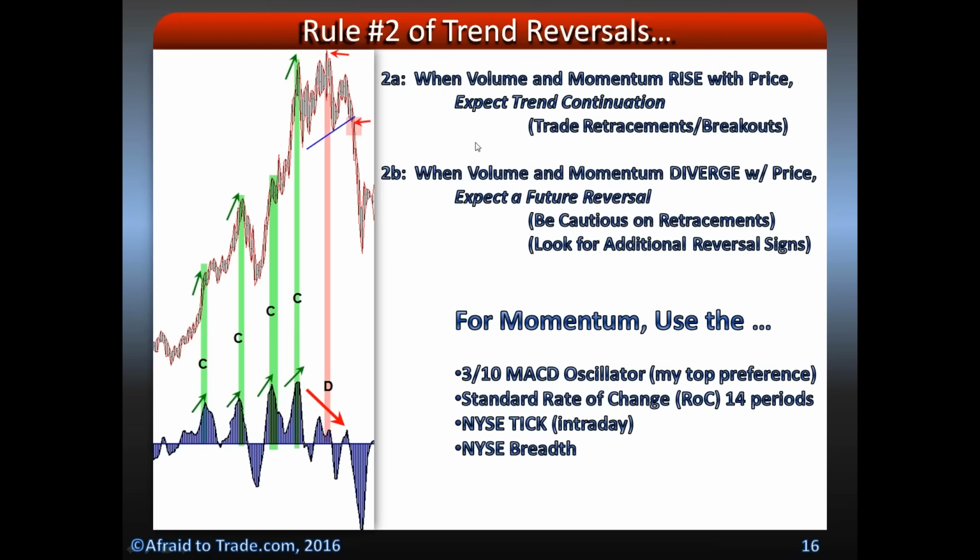So this is kind of one for, I won't go over it necessarily, but if you are making rules, and hopefully we will, when volume and momentum rise with price, that's a confirming variable. Expect the trend to continue. That's what these C's mean. Price is making higher high, higher high, higher high. Momentum, volume, internals, etc. are also making higher highs. We expect the trend to continue.